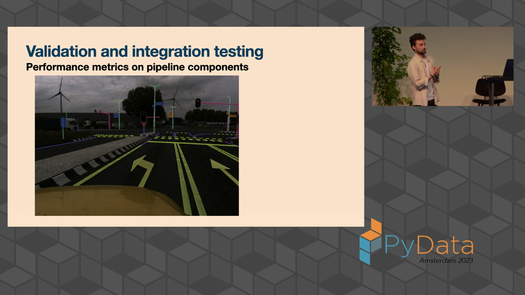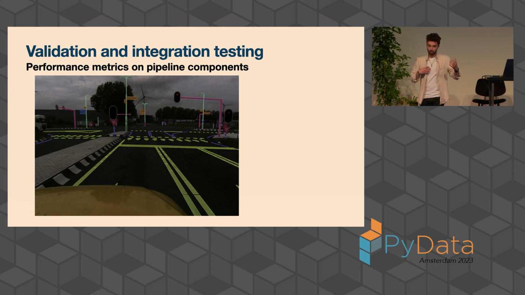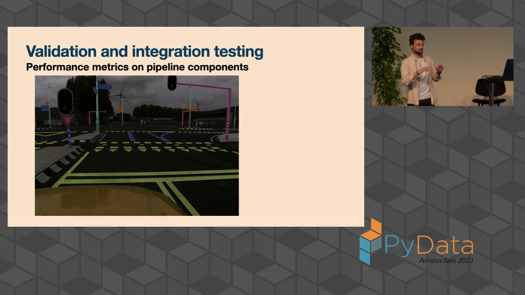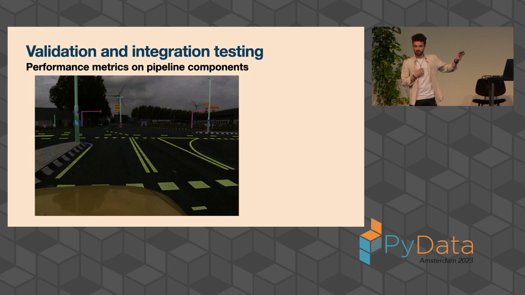The third part that we want to highlight during the MLOps versus computer vision is how do you do validation and integration testing when we're talking about models that work with images. Basically, we annotated a full video with all the segmentation masks, classification properties, and tracked objects, to be able to compute performance metrics over a pipeline run.